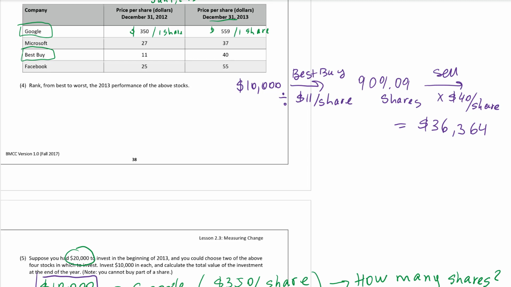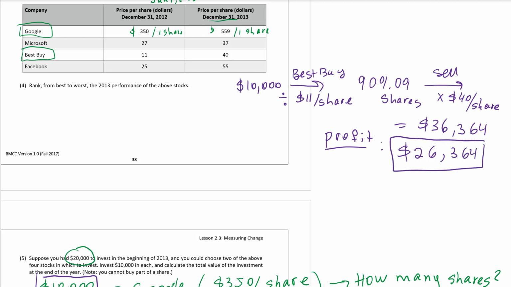$36,364 from selling those, making a profit, which will be the difference between what we started and what we made, of, look at this number, 36,364 minus 10,000 gives us, you subtract, $26,364 in profit. So that means that Best Buy is a much better investment based on the numbers from that year. It's not necessarily the same right now. You can check this out.